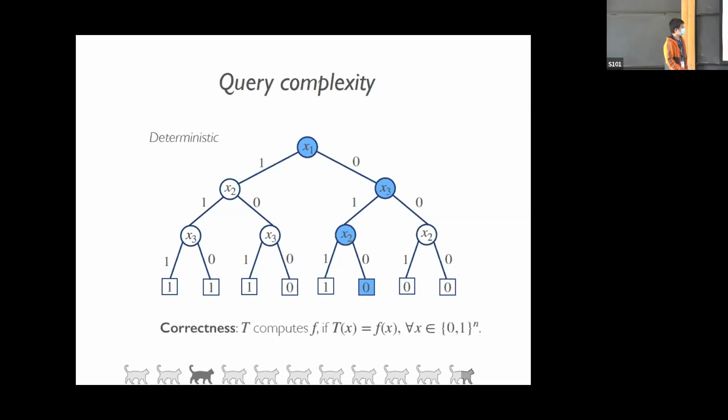We say that our tree computes some function f if the output of the tree is always the value of the function f. The deterministic query complexity of function f is the minimum depth of a tree that computes f. The depth of a tree is the longest root-to-leaf path, the number of edges in the longest root-to-leaf path, like the number of variables you queried.